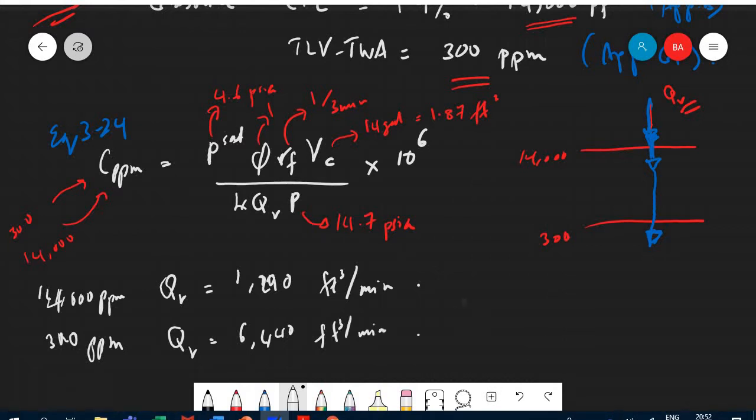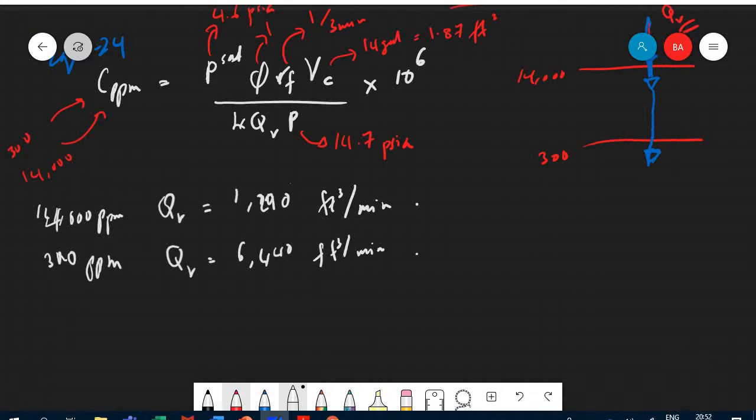And as we said, definitely you need a higher ventilation rate here, because it's low. You need a higher ventilation rate. Great. So that's the only thing that we have here.